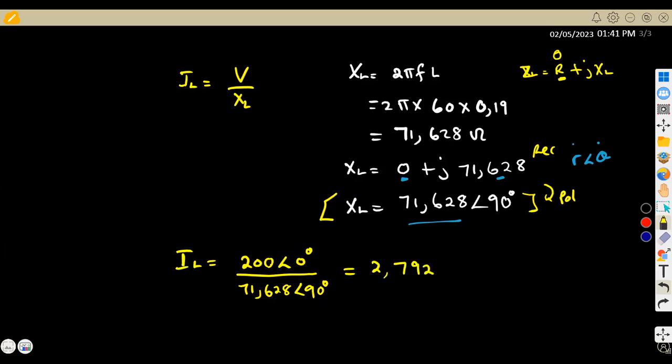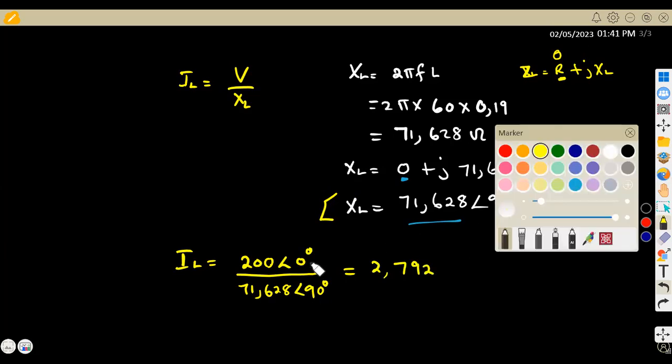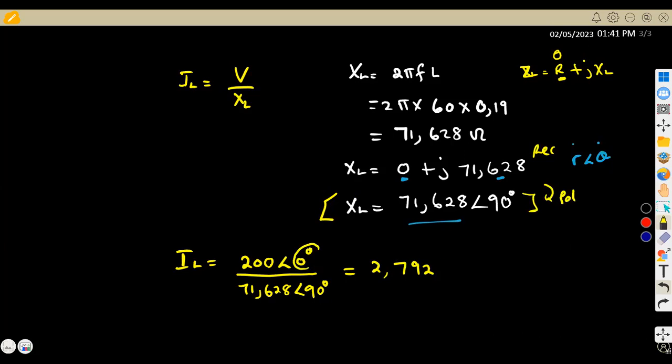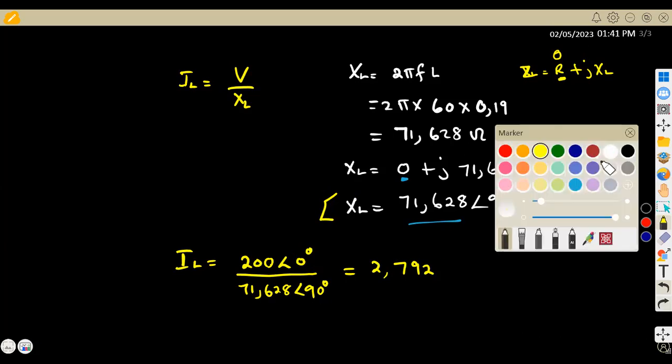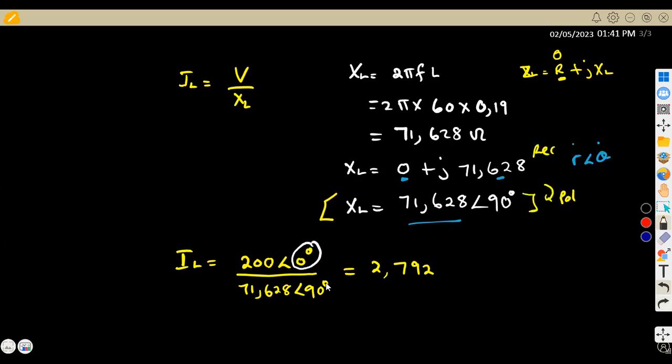If you divide these two numbers, you're going to obtain 2.792. Then for the angles, if you are dividing, you subtract these angles. So it's this angle minus this angle: 0 minus 90, that's minus 90 degrees. So this is the current that we have, sorry, not the supply, but the current in the inductor, guys. Okay, so that's it. We move on.